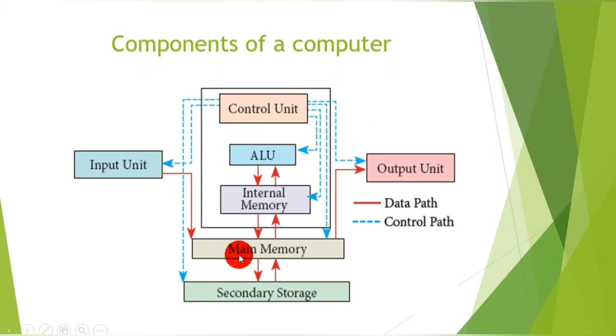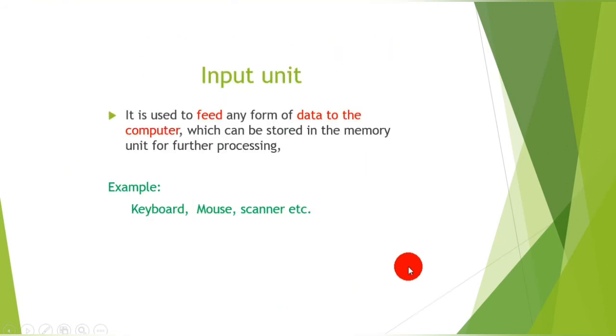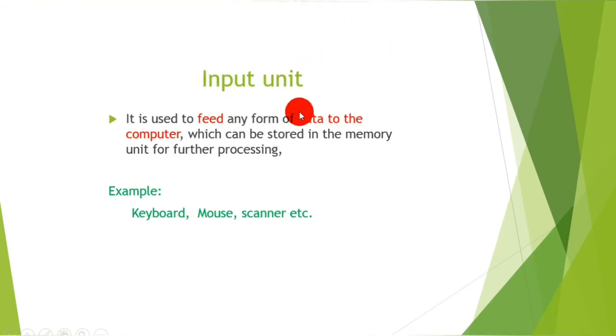Input unit, memory unit, central processing unit, output unit. In this central processing unit, there are three components: control unit, ALU, internal memory. So this is the diagram of the components of a computer. In this diagram, we can understand how the process is done with your computer. Now we will see the need for each and every component of computers.